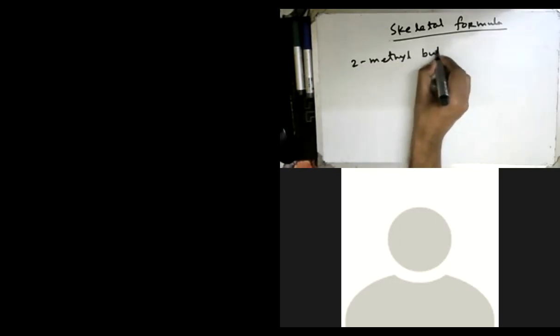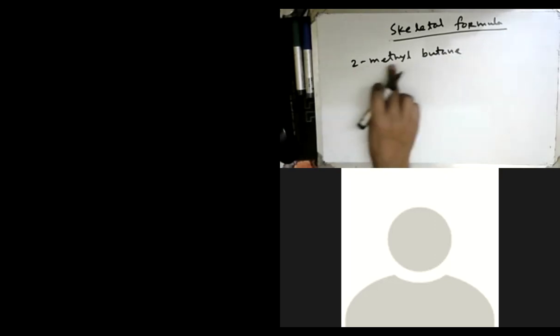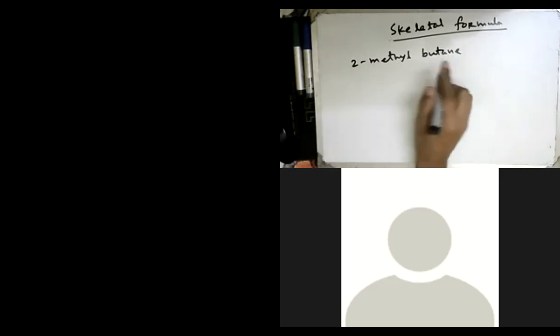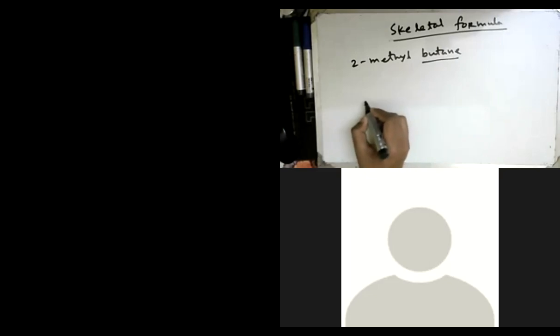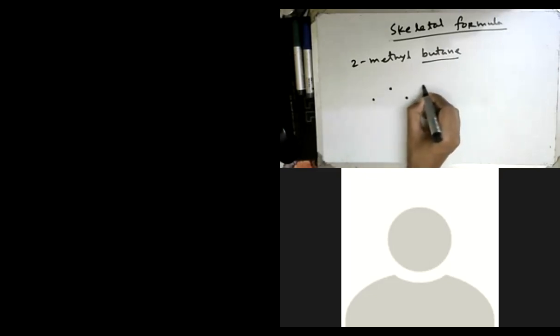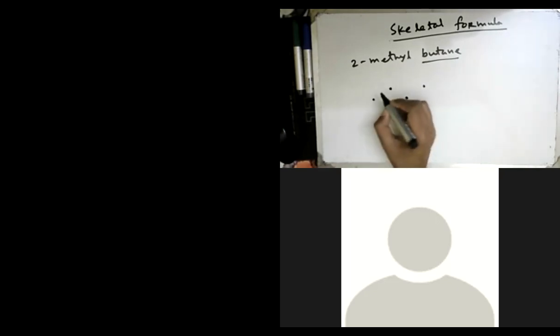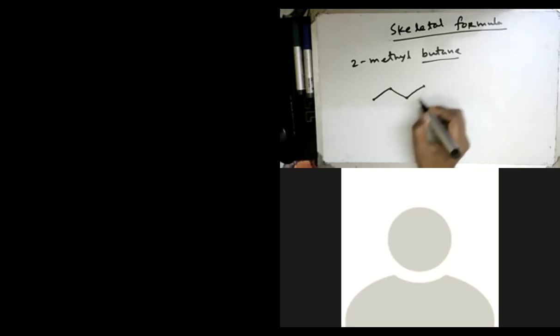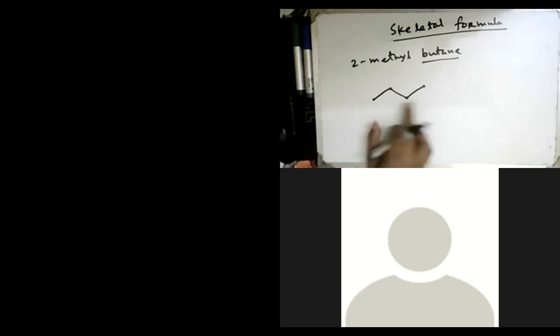If we draw 2-methyl butane, for example. First we'll draw the butane. Butane means 4 carbon atoms. So 1, 2, 3, 4. So 4 dots, then add the bond between carbons with a straight line. Okay, so this is butane.